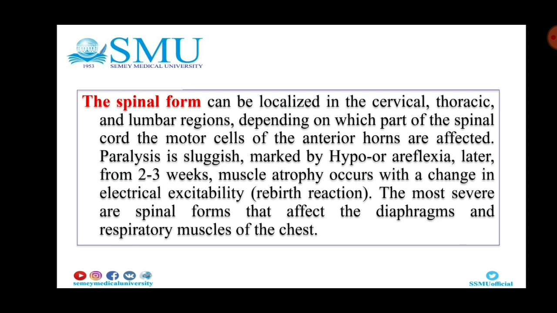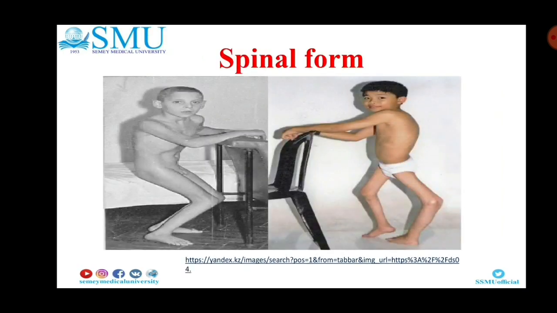Later, from 2-3 weeks, muscle atrophy occurs with a change in electrical excitability, reaction of degeneration. The most severe are spinal forms that affect the diaphragm and respiratory muscles of the chest. This is the spinal form.